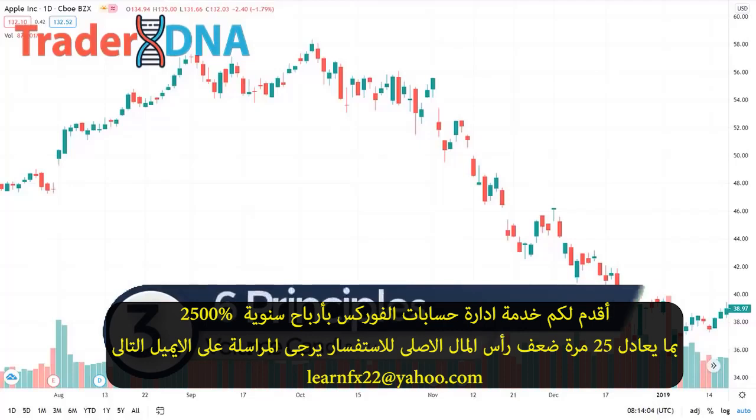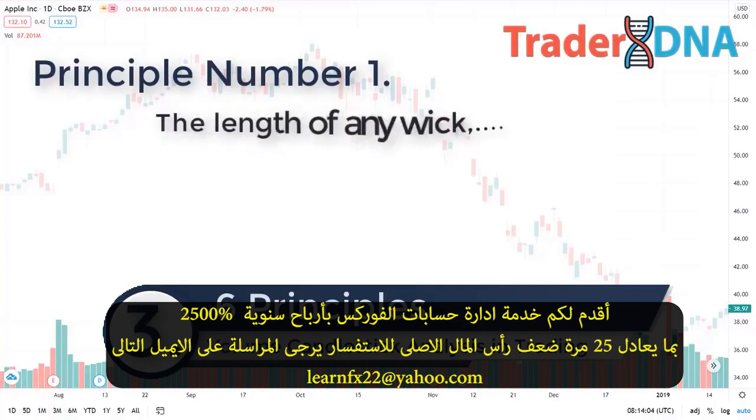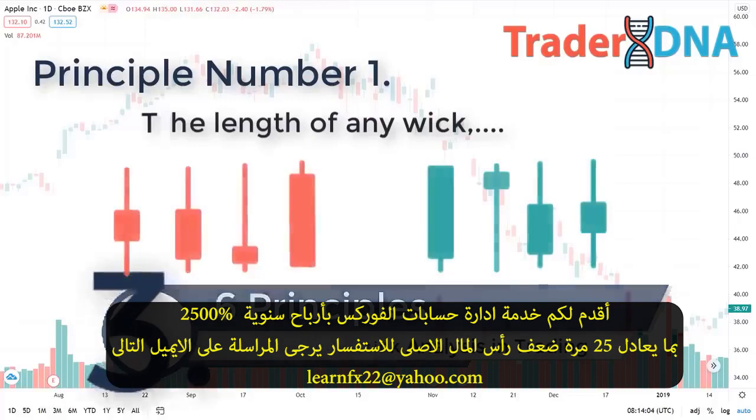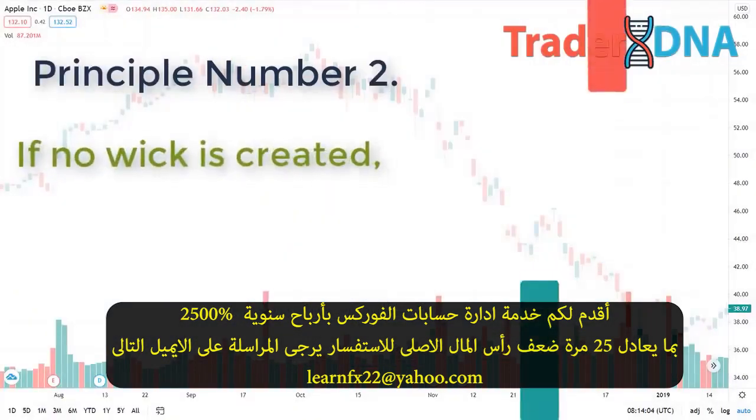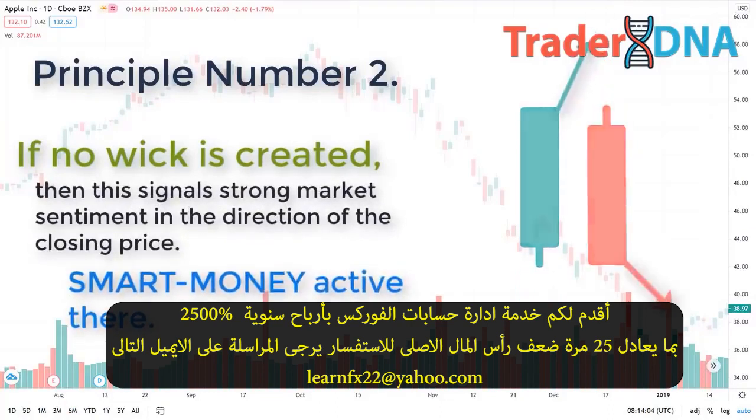6 principles for candlestick volume analysis in trading. Principle number 1. The length of any wick, either to the top or bottom of the candle, is always the first point of focus because it instantly shows strength, weakness, and indecision, and most important, where smart money enters. Principle number 2. If no wick is created, then this signals strong market sentiment in the direction of the closing price. Smart money is active there.